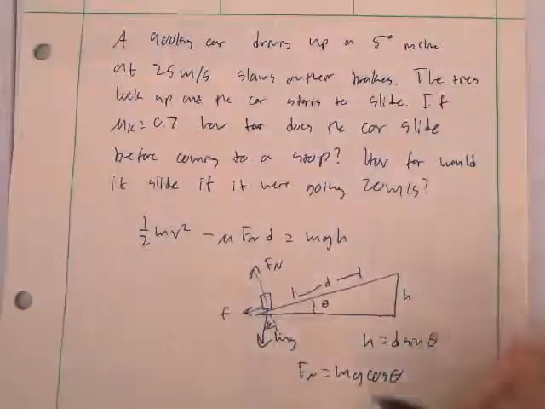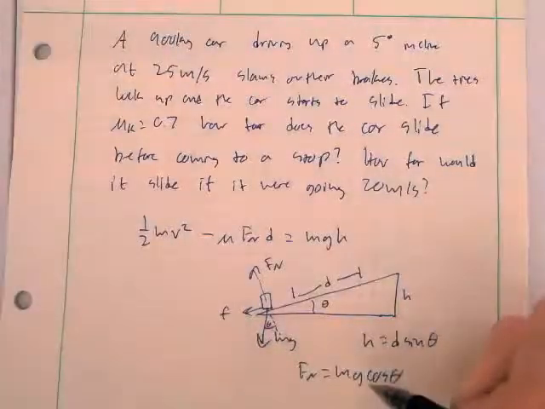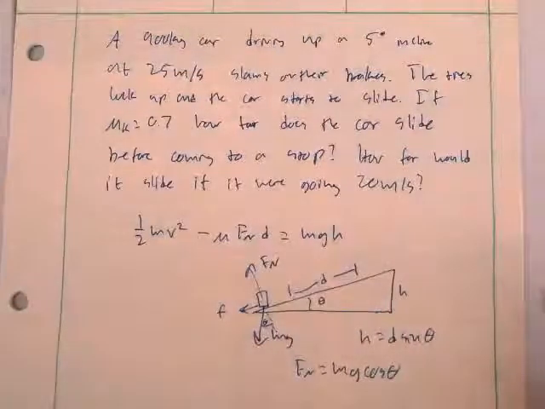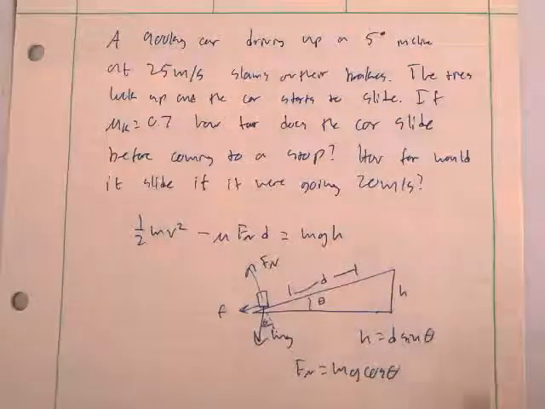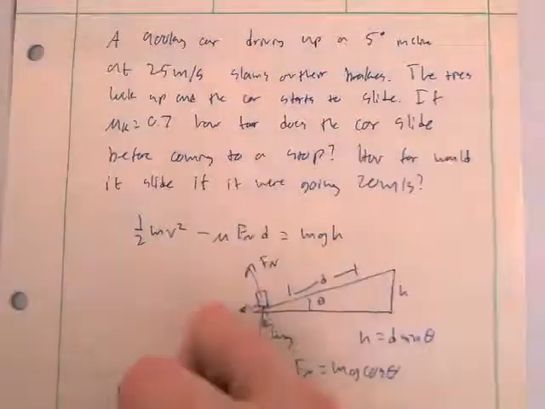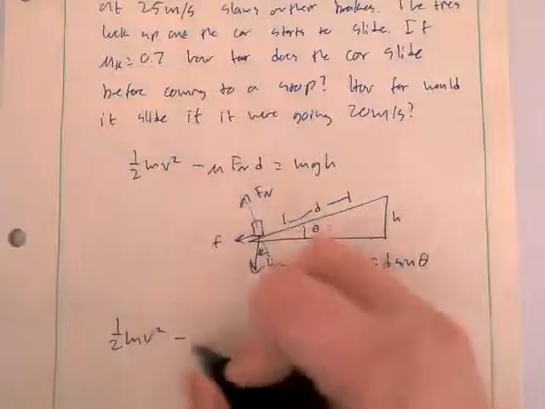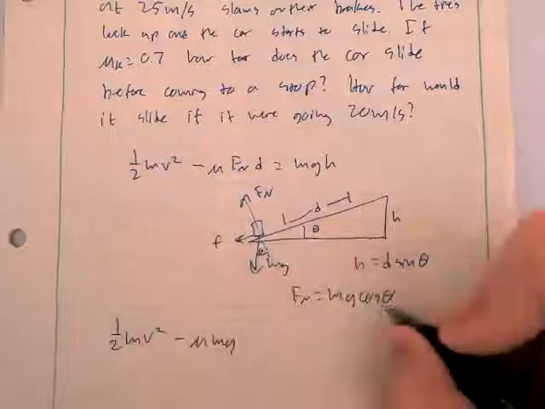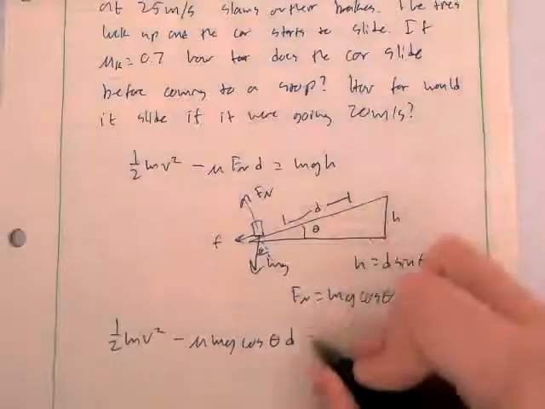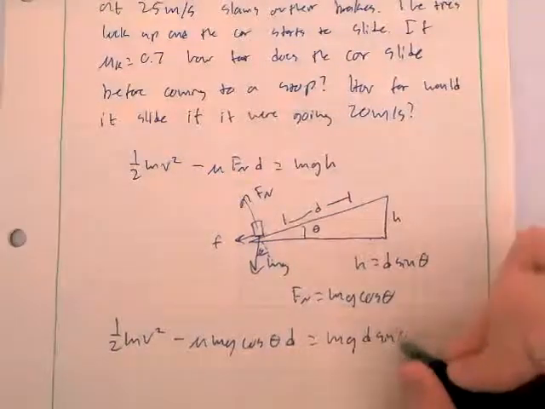Okay, so we have this situation here. We can plug in our normal force, we can plug in our height, and then we should have just this displacement, the actual distance that we slid up this hill, as the only unknown variable. So let's see, 1/2 mv squared minus mu mg cosine theta times d equals mg d sine theta.